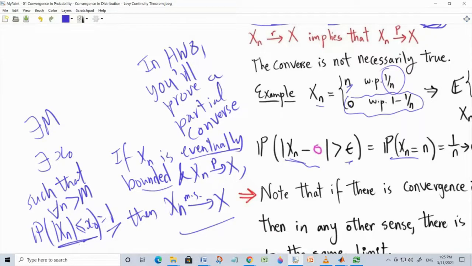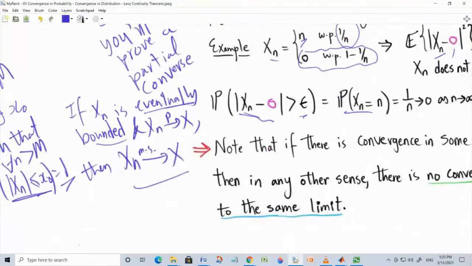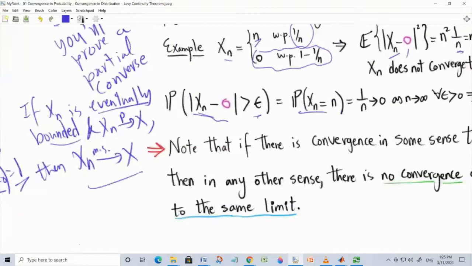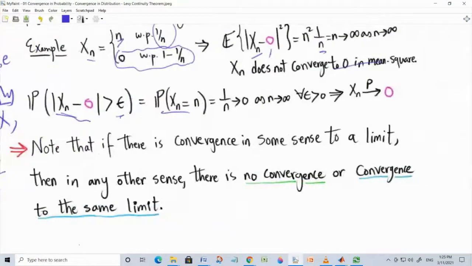But generally, here is a counterexample. Generally no, so you need to establish it alone. There is a uniqueness theorem, and this is the place to state it. We have convergence in probability to 0. We examined convergence in mean square to 0, and there was no convergence in mean square in this example.